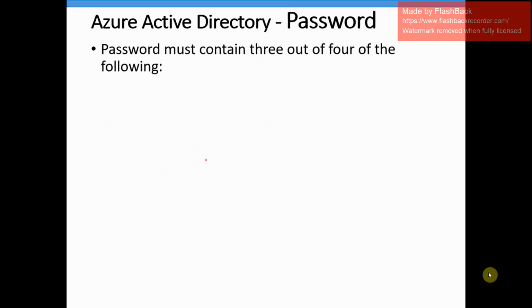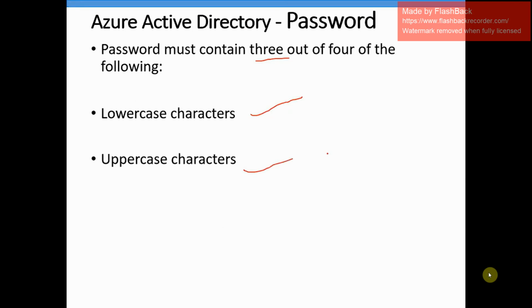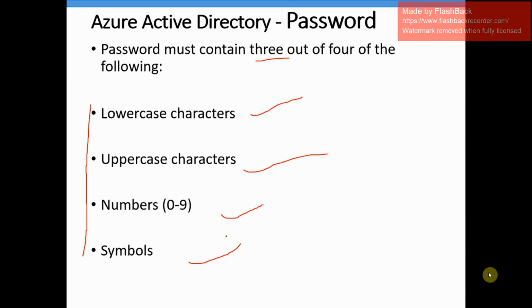Now, whenever we are going to create users in our Azure Active Directory service, we need to follow some rules for the password. Out of the 4 things, they need to give at least 3. What are those 4 things? Lowercase, uppercase, number, or symbol. Out of these 4 things, they need to use at least 3 of the following: lower, upper, number, or symbol.